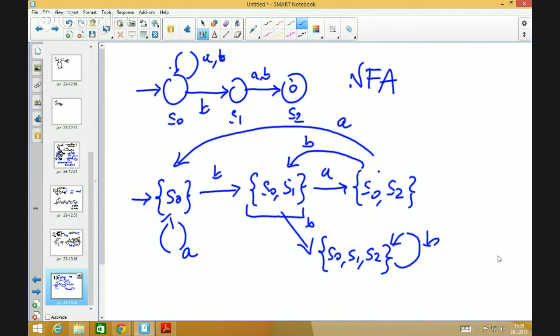If you are in this state {S0, S1, S2}, you're either in S0 or in S1 or in S2 when you read an A. You go to either S0 or S2. Fortunately, we had already seen that before. Okay, so that's the DFA, sorry, that's the DFA.